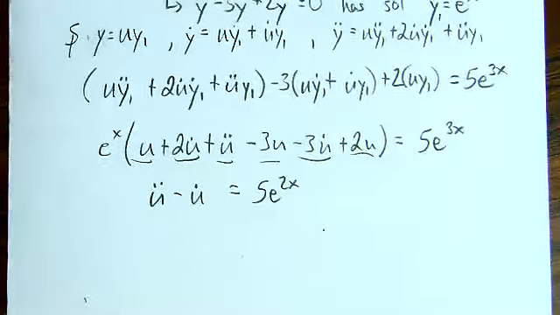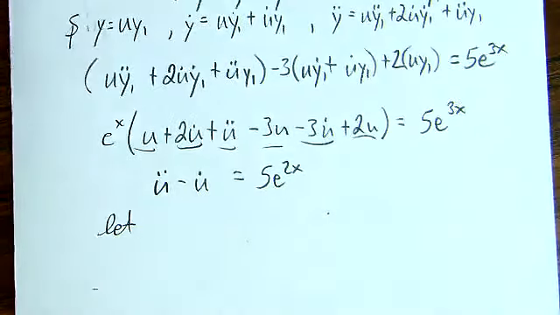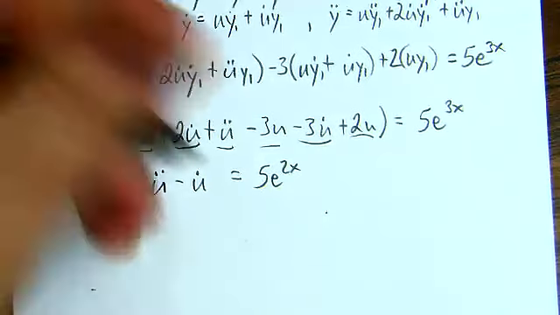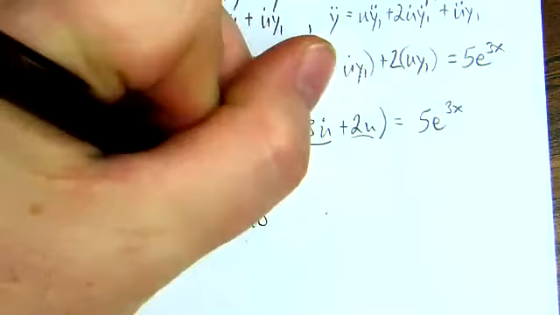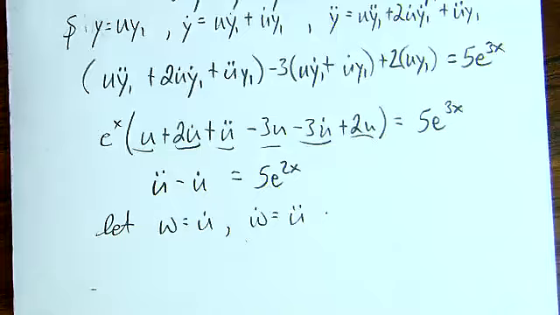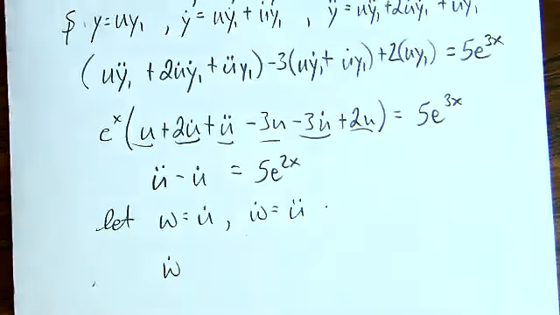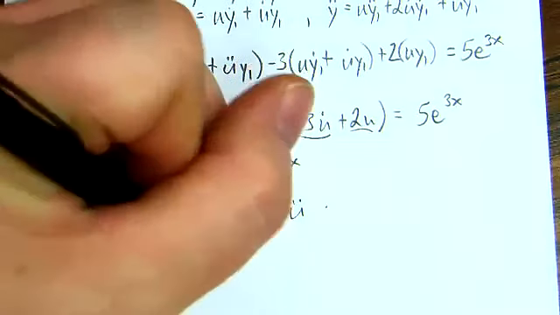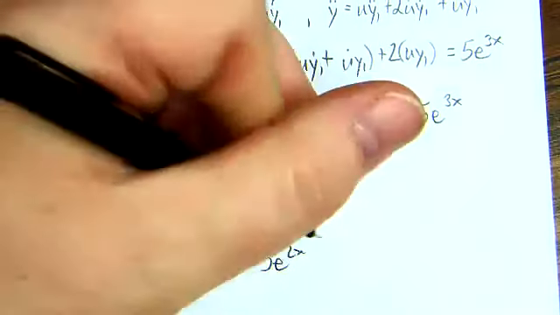but there's no u in here. There's only u dot. Since there's no u in here, we're going to use the same trick we used in our exploration before, where I let w be equal to u dot, which means that w dot is equal to u double dot. And I can rewrite this as a first order differential equation. w dot minus w is equal to 5e to the 2x.